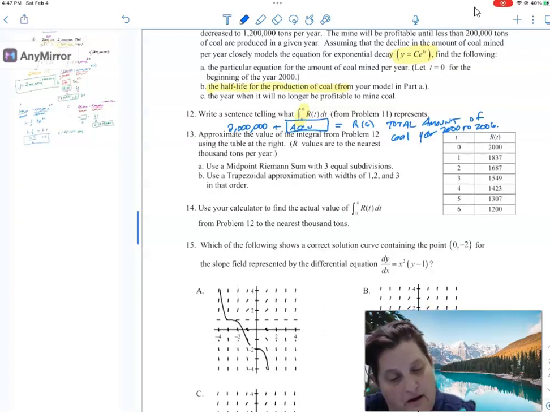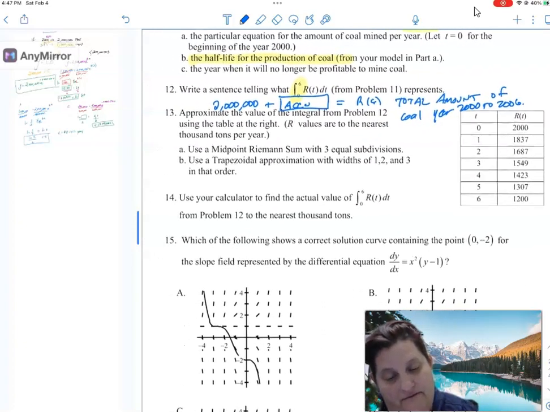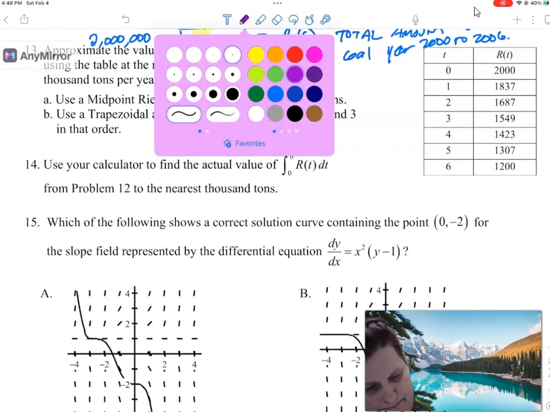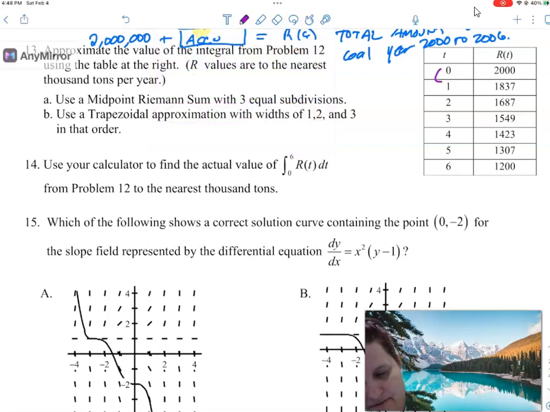Oof. Okay. Approximate the value of the integral using the table at the right. Our values are to the nearest 1,000 tons per year, so it dropped off an extra 0, 0, 0. Use a midpoint sum with 3 subdivisions and a trapezoid sum with widths of 1, 2, 3 in that order. Guys, it does not tell me I have to solve it, so I'm just going to set it up. Okay. Midpoint sum, 3 equal subdivisions.